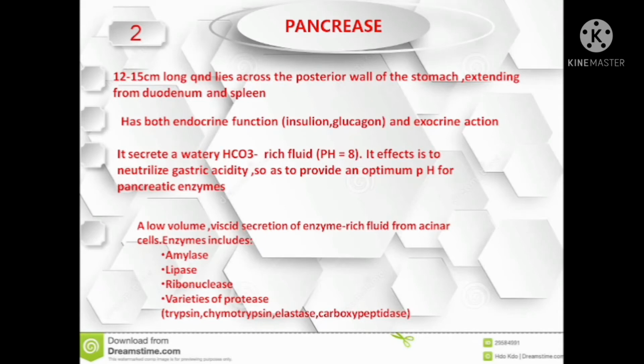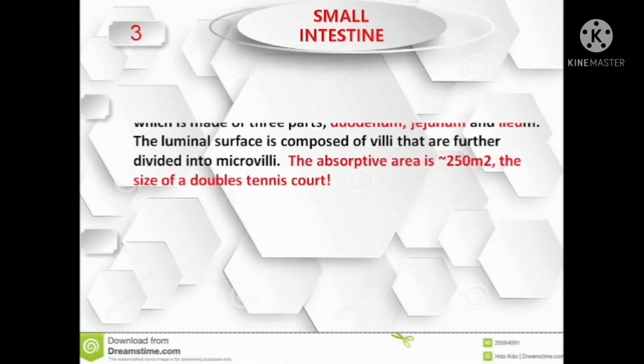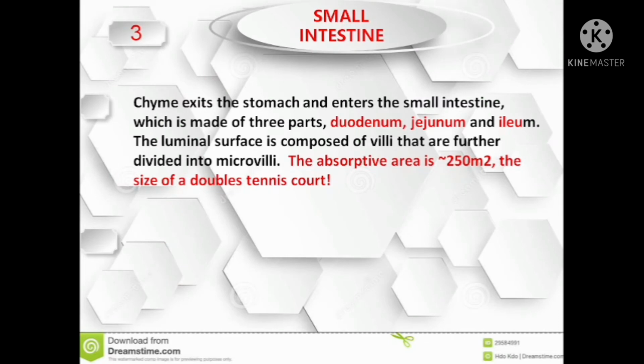It is very, very important. So the small intestine: the food from the stomach is called chyme. The chyme exits the stomach and enters the small intestine. The small intestine is made up of three parts: the duodenum, the jejunum, and the ileum, okay? So the luminal surface is composed of villi that are further divided into microvilli. Let's remember that that is actually where absorption occurs, okay?